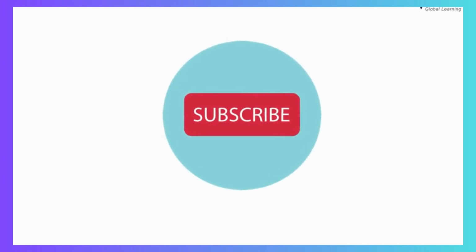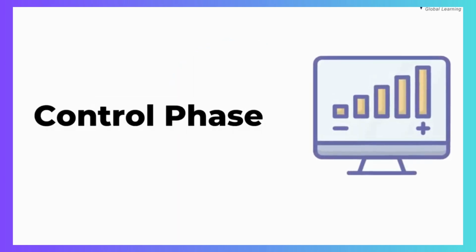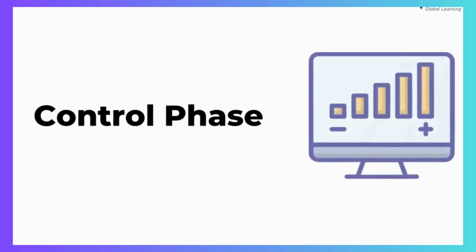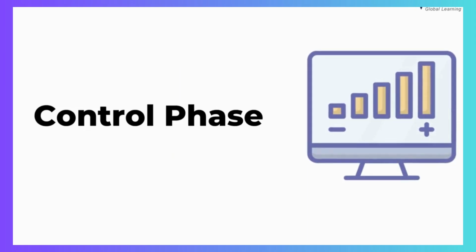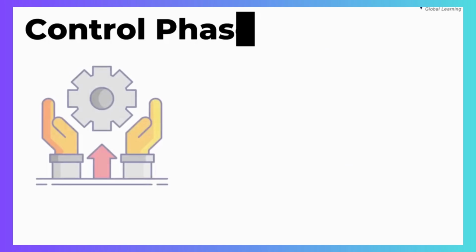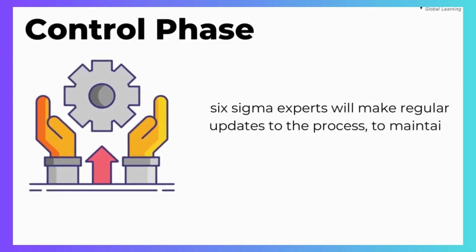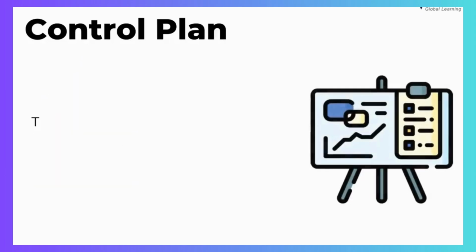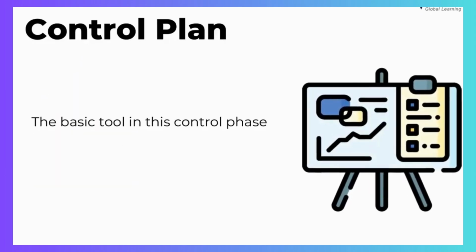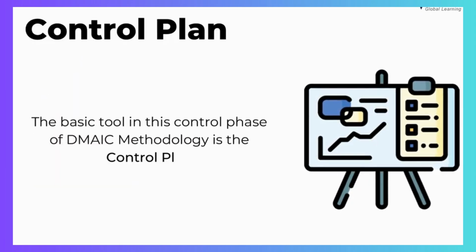Next, we will see the last phase of the DMAIC methodology, that is the control phase. This is the final phase of the DMAIC methodology in Six Sigma. In this phase, Six Sigma experts will make regular updates to the process, which will help them maintain the best performances in the future. And the basic tool used in this control phase of DMAIC methodology is the control plan.